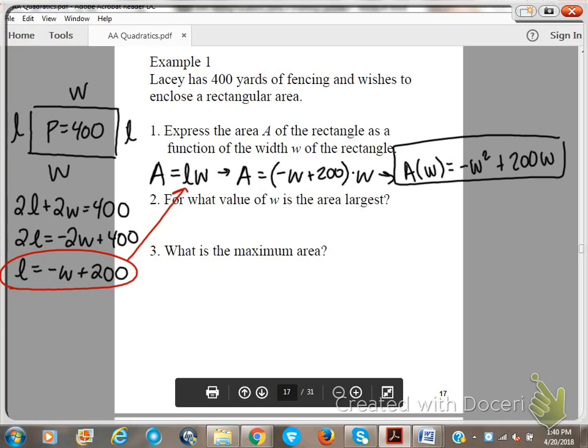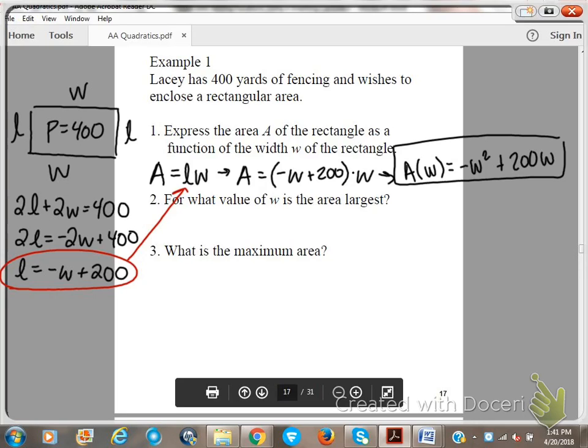So we're still looking at replacing one variable with an expression. It's just that we had to get that expression on our own. It wasn't given to us. We had to rewrite the perimeter equation to get there. All right. So that is a quadratic equation.